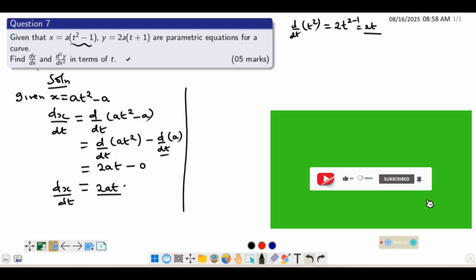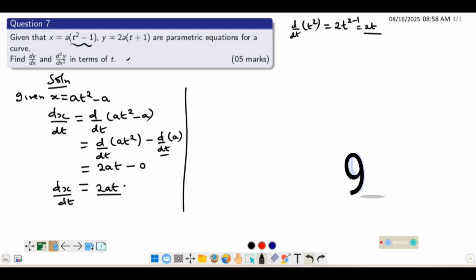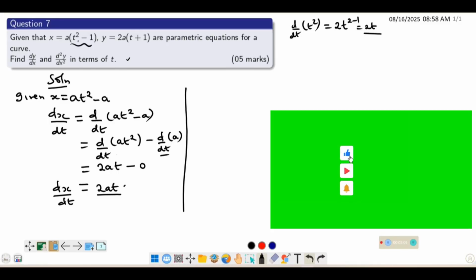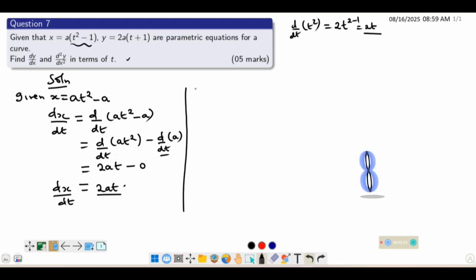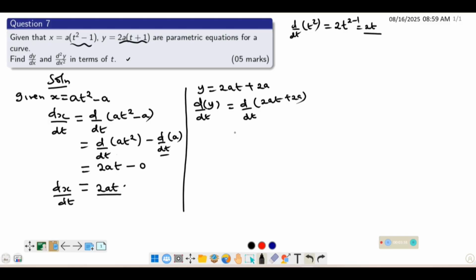To get dy/dx, since we are given x in terms of t and y in terms of t, we shall first of all get dx/dt, then dy/dt, and we shall be in position to get dy/dx. So let us look at y. y is 2at plus 2a. When you simplify this, we can now differentiate on both sides with respect to t. It is the same as differentiating each of the individual terms with respect to t.